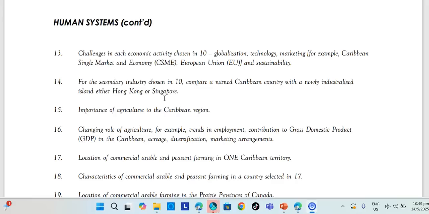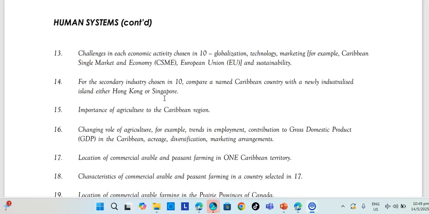Workforce: in Trinidad and Tobago, they are developing. Singapore, they have a high skilled workforce. Trinidad and Tobago, they export oil and gas. Singapore, they export electronics and pharmaceuticals.